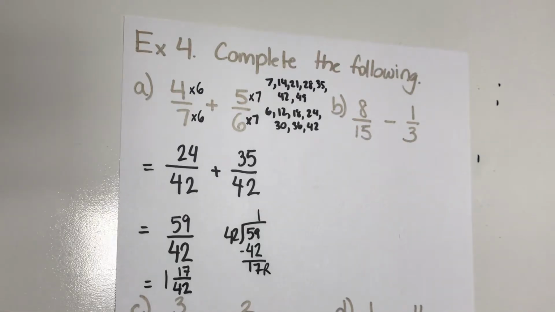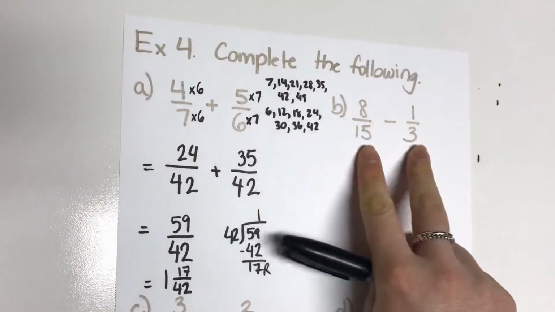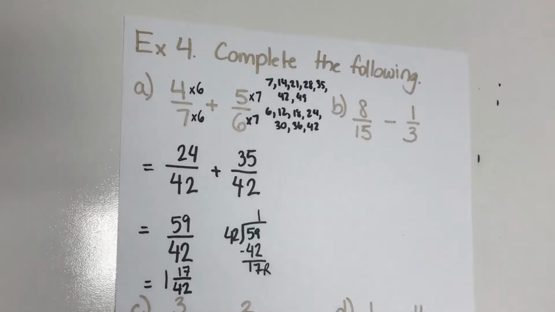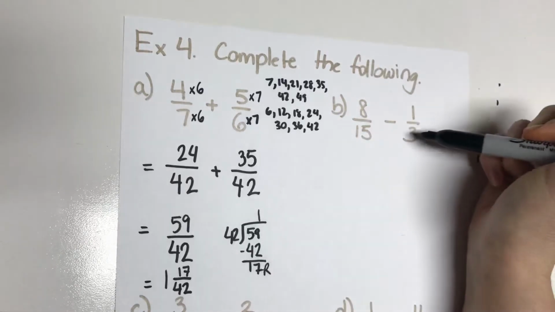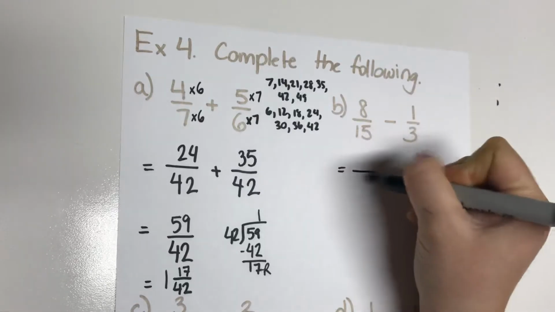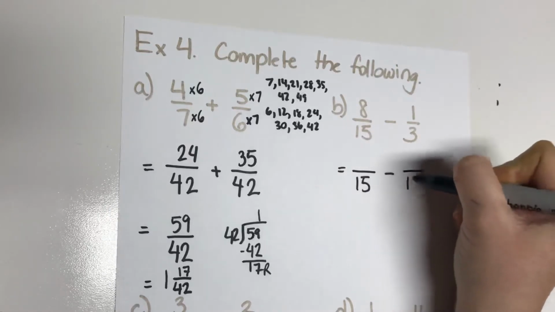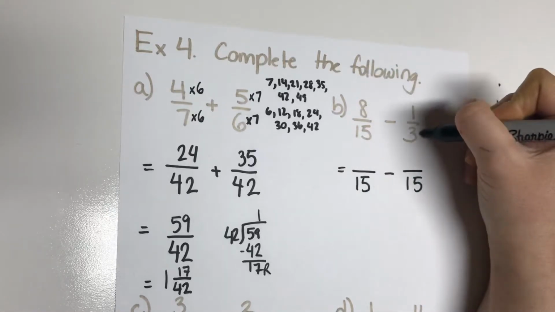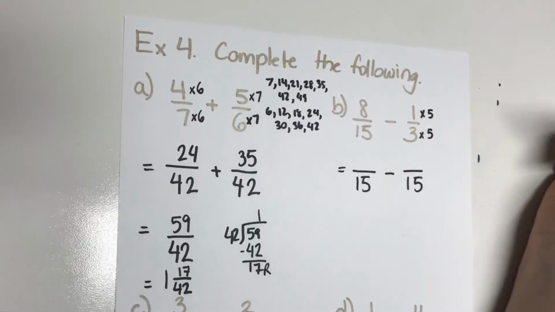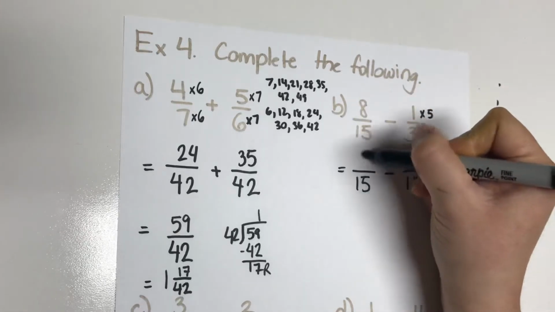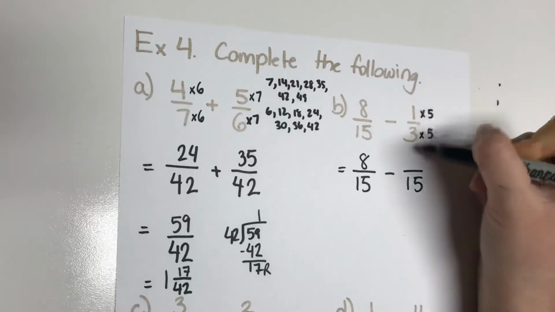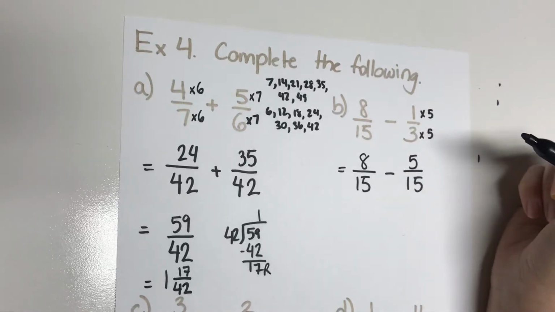Okay, so if I have subtraction, I still need my denominators to be the same. So I'm looking for a number that 15 and 3 both go into. And I notice, well, 3 actually goes into 15 because 3 times 5 gives me 15. So that's going to be my common denominator, 15. To get 15, I can multiply 3 by 5, and I have to do the same thing to the numerator to get an equivalent fraction. This fraction I don't need to change. It'll stay 8 over 15. But this one will change, so it'll become an equivalent fraction of 5 over 15.